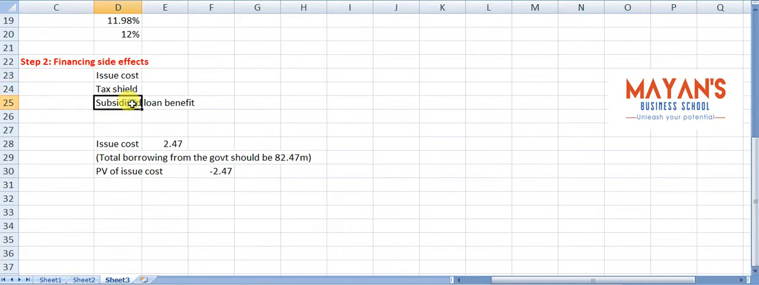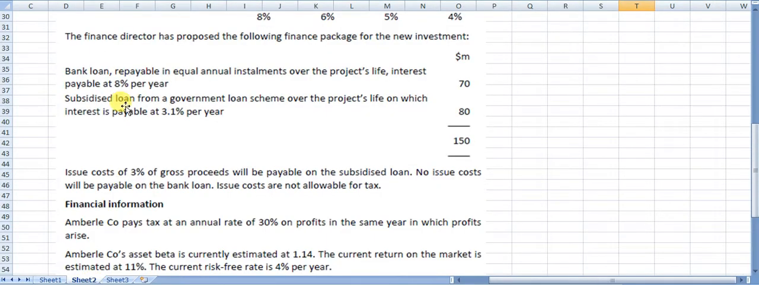Now we'll see tax shield. Before tax shield, I'll do subsidized loan benefit also. Subsidized loan benefit means, guys, concentrate. Usually this company borrows at 8%, whereas this subsidized loan is given to this company at 3.1%. So you are getting at a lower rate, right? That's why you call it subsidized loan. How much lower interest you are paying? 8 minus 3.1, the difference of 4.9%, you are paying less.